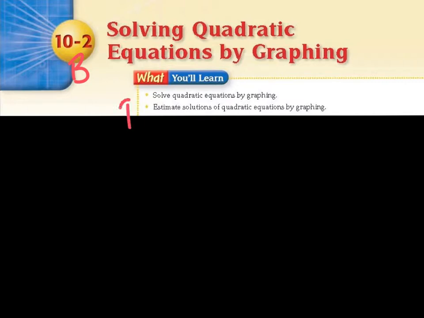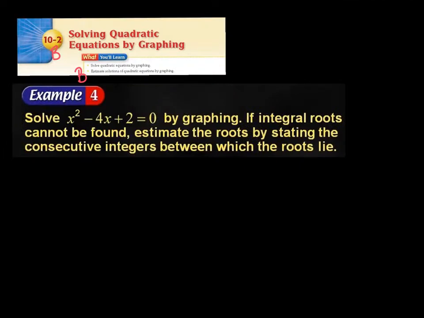And now what you've been waiting for, part B of solving quadratic equations by graphing, where we get to estimate the solutions of quadratic equations by graphing. In the first two examples, we had happy integer answers. In the real world, things don't usually come out as integers. So we're going to solve by graphing.